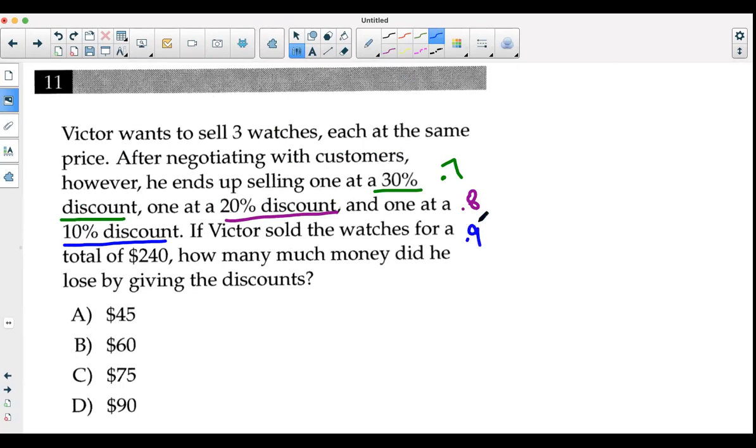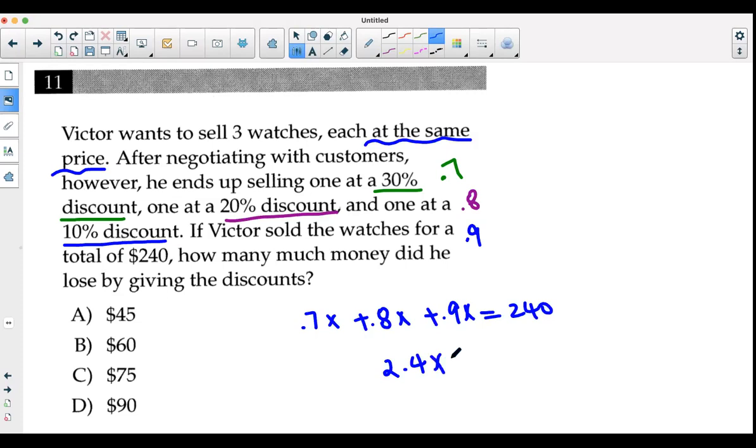If Victor sold the watches for a total of $240, how much money did he lose by giving these discounts, right? So let's try to look at it. I need to figure out what x is. So my equation could have been 0.7x, because the original price was x, right? The second thing to note is they have the same price. Sometimes you might forget to read that they have the same price. If they have the same price, then what do we get? Plus 0.8x plus 0.9x is equal to 240. Let's try to calculate this one. 0.7 plus 0.8 is 1.5, plus 0.9 is 2.4. So x equals what?